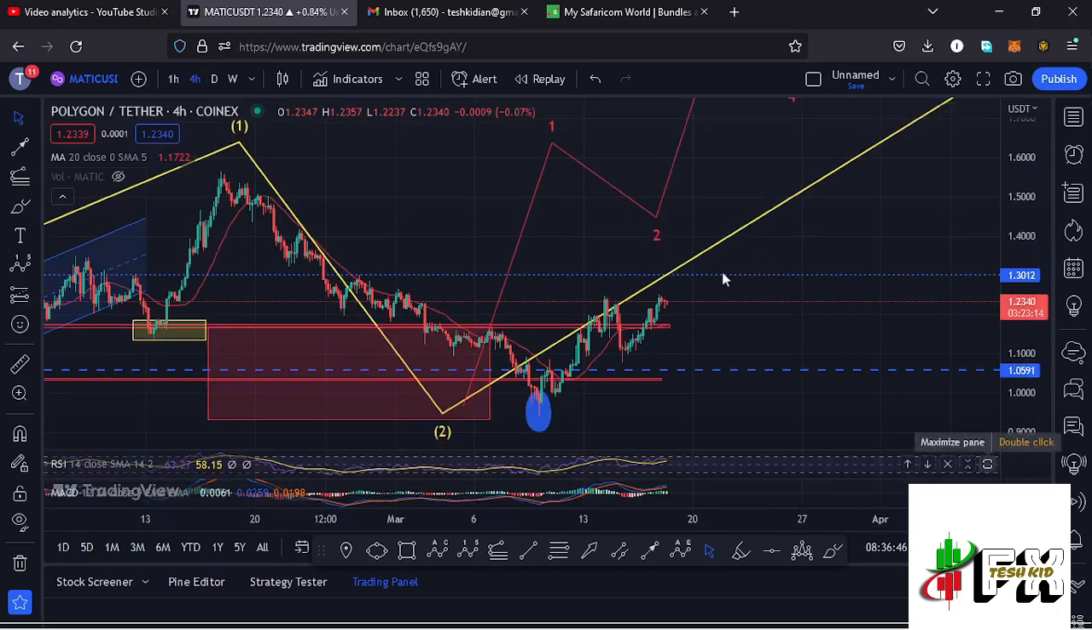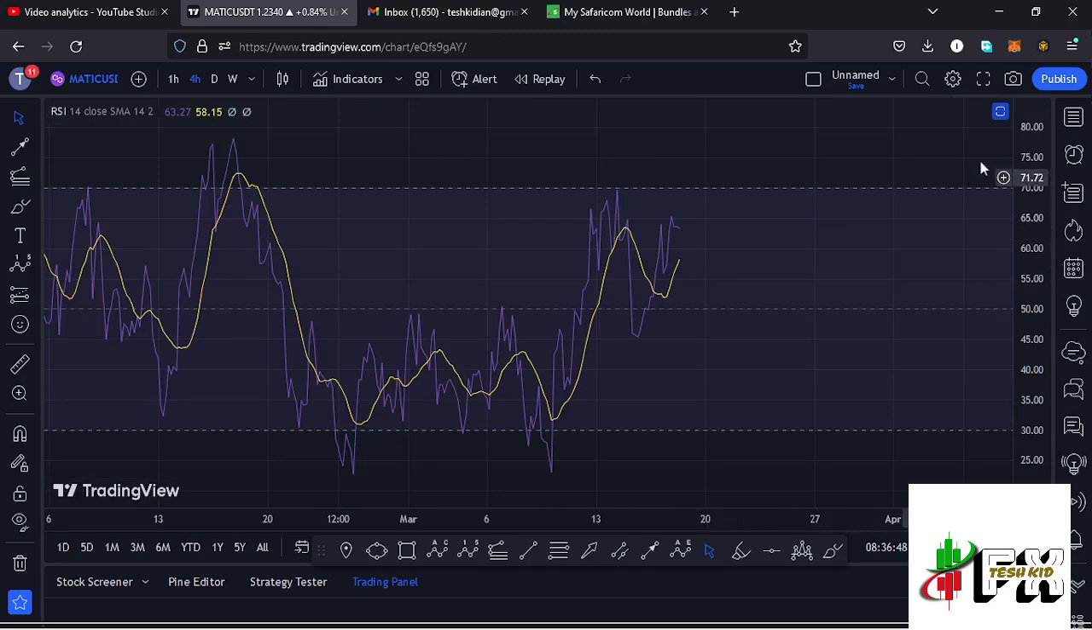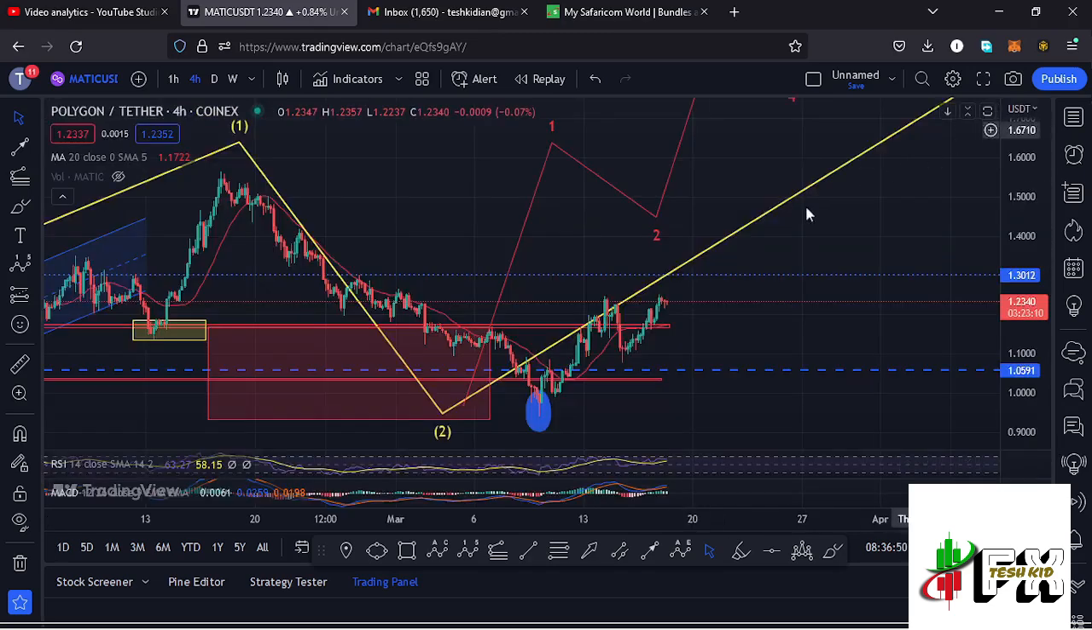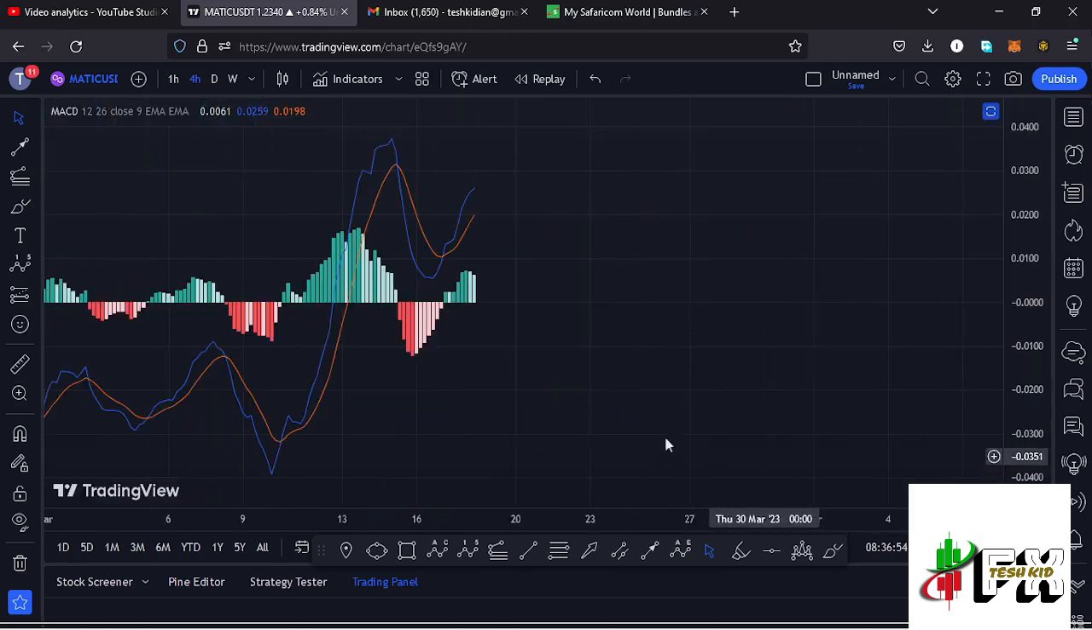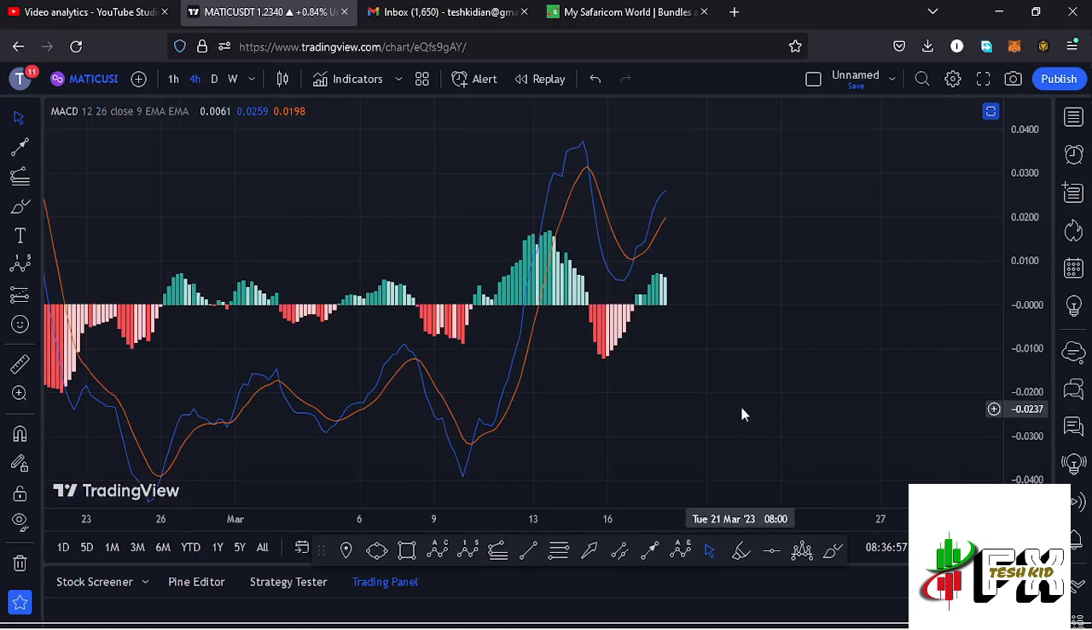On the RSI, we are trading at around the 63 mark, meaning we have massive room for us to fully support higher prices before we get into the overbought region. Also taking a look at the MACD, we have been able to print a bullish cross, fully supporting higher prices. So let's be patient and see how that plays out, and I'll be keeping you updated.